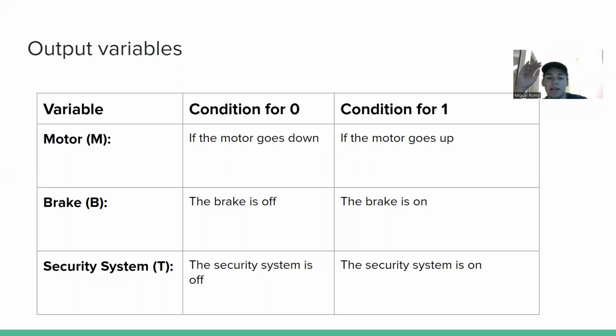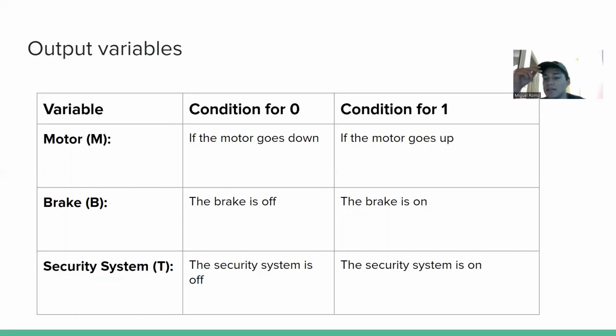And lastly, we have the security system. This system will turn on when the ultrasonic sensor detects something below the curtain, an object or a person. When this happens, the security system will turn on an alarm, and it will also record everything with the camera.